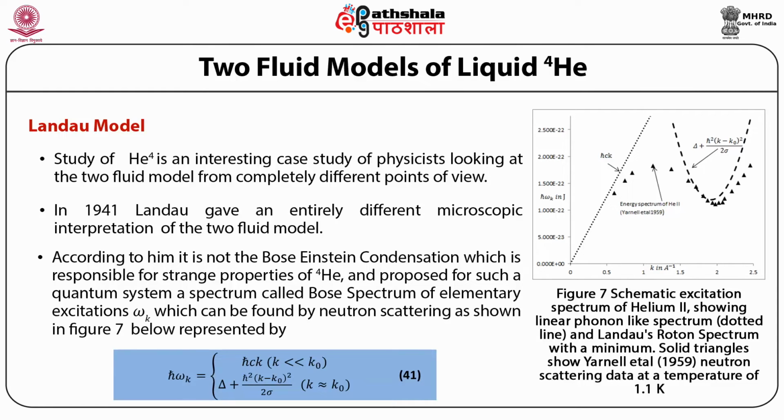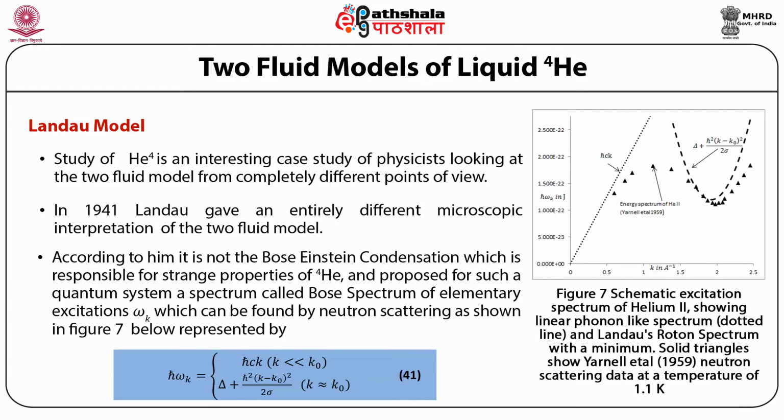Delta by kB is equal to 8.65 plus minus 0.04 K, and k naught is equal to 1.92 plus minus 0.01 per angstrom, and sigma upon m is equal to 0.16 plus minus 0.01 are the experimentally determined parameters called Landau parameters. In fact, figure 7 gives us a schematic excitation spectrum of helium-2 showing linear phonon-like spectrum with dotted lines and Landau's roton spectrum with a minimum.